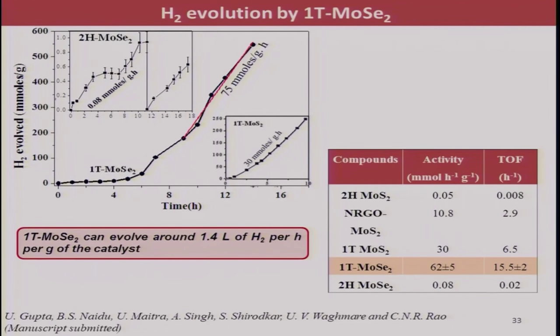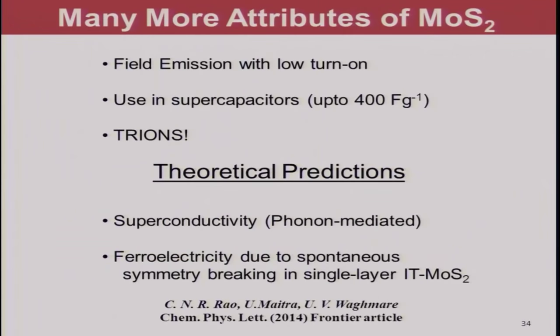This has been published. There are articles on it. We have recently written a frontier article on this in Chemical Physics Letters, and also an article in ACS Applied Materials and Interfaces, which is a comparative study of graphene and MoS2, where we compare the various types of results.